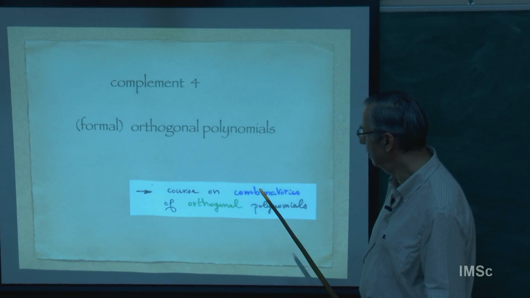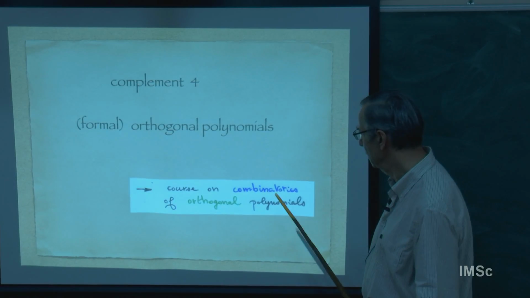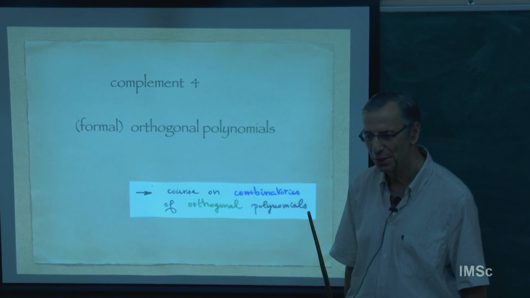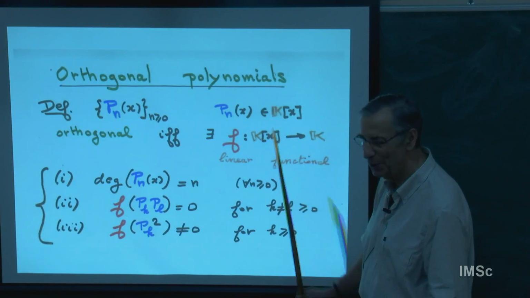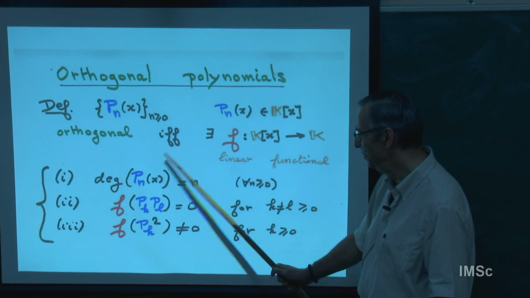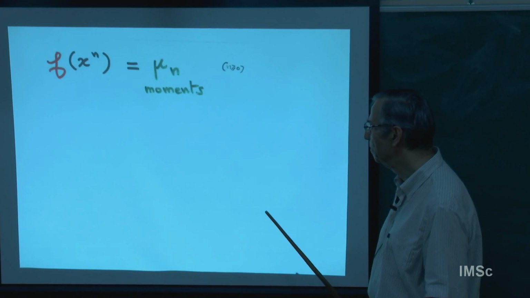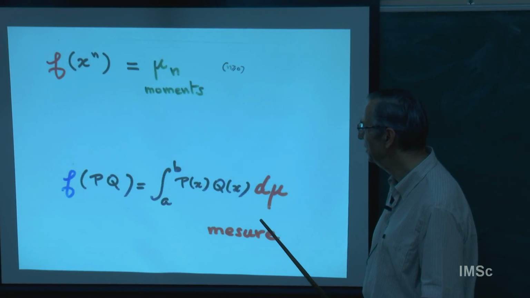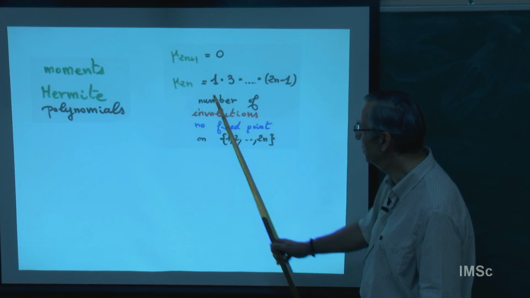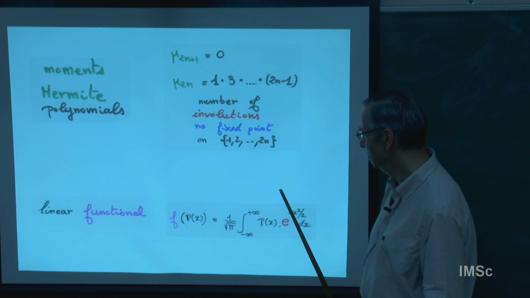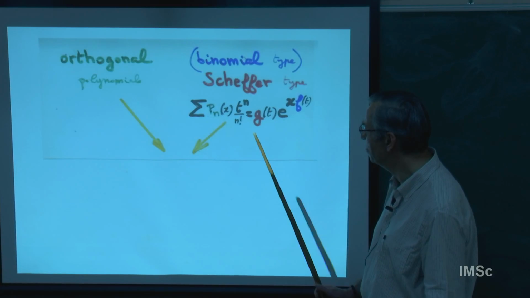And finally, we will see in the next class orthogonal polynomials, which have this formal definition with moments. Hermite polynomials, these are the moments. And I will finish with this.